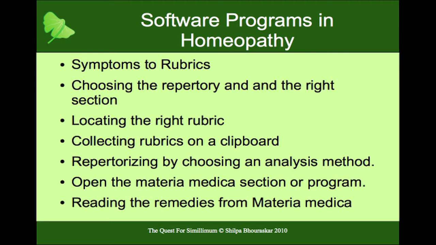Now, most softwares I worked with had about 6 or 7 steps. The first one was converting the patient's key symptoms into rubrics. The next one was struggling to find the exact rubric in the exact section in your chosen repertory. The third one was collecting all these essential rubrics in a clipboard or a repertorial sheet. The next one was then finally repertorizing, choosing a particular analysis method.